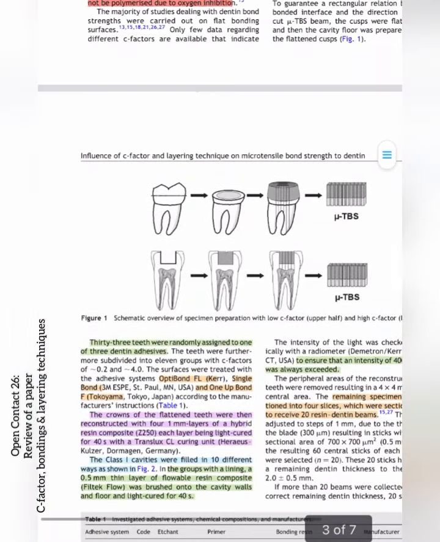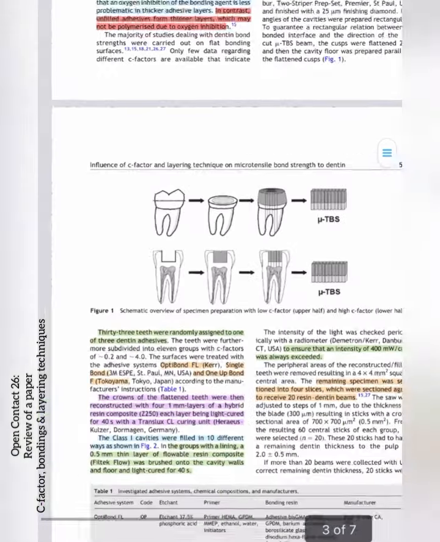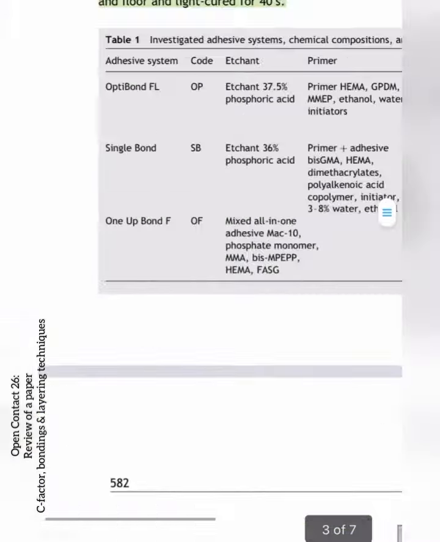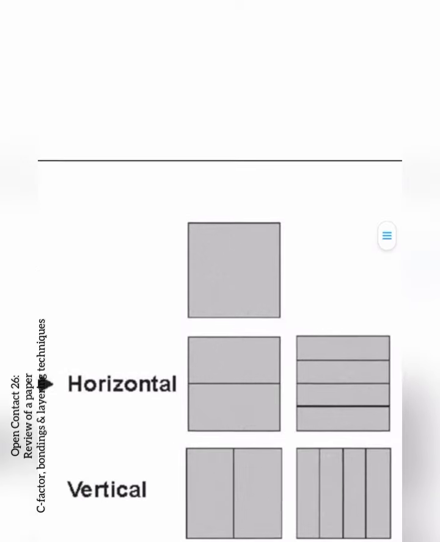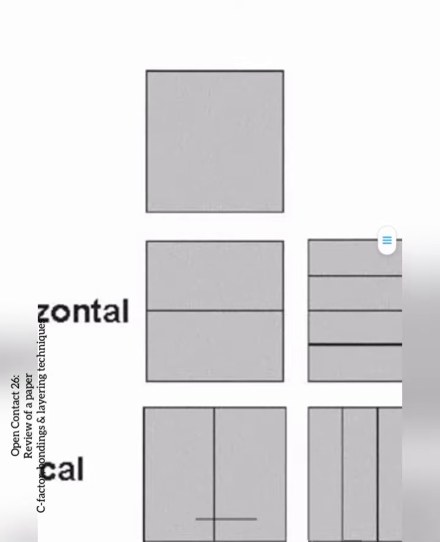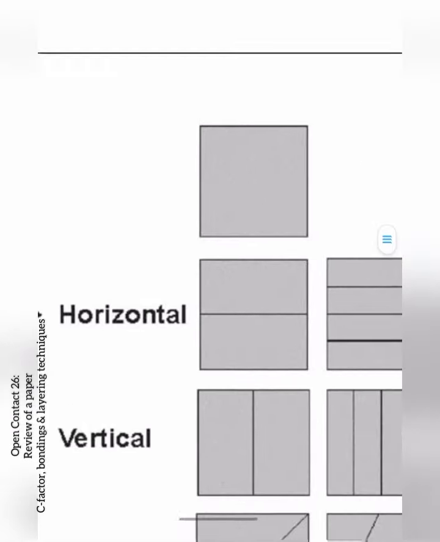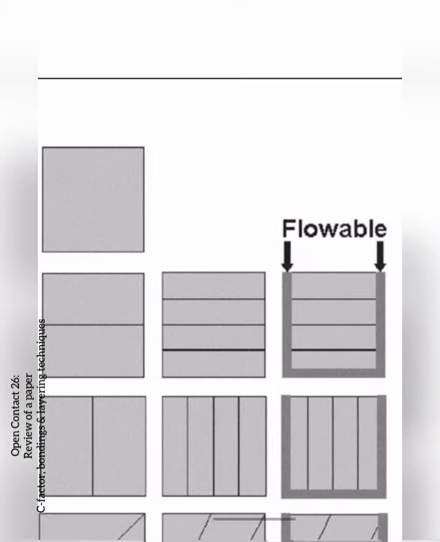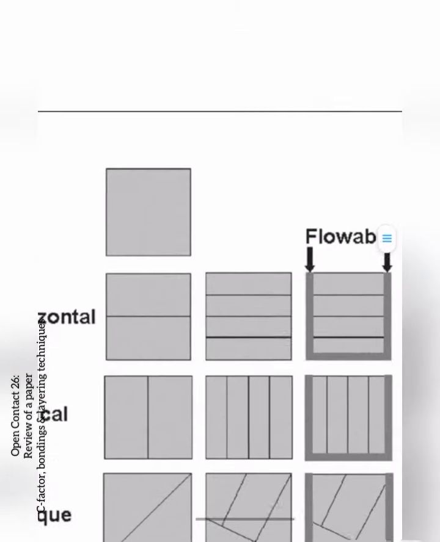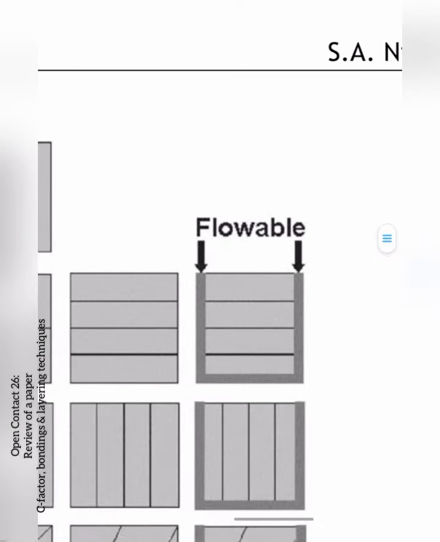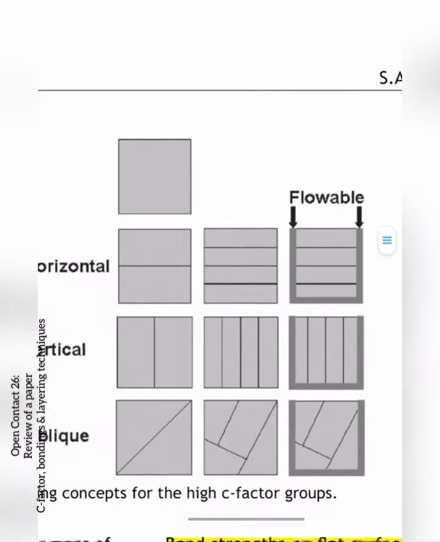The teeth were prepared as I told you, and they were filled after using the adhesives with different layering techniques. In the first group, the cavities were filled with the bulk fill technique, and the second one was filled with the horizontal technique with two horizontal layers of composite. The third was filled with four horizontal layers of composite, and the other one was four layered with flowable composites.